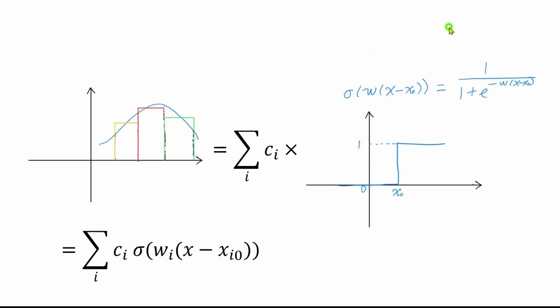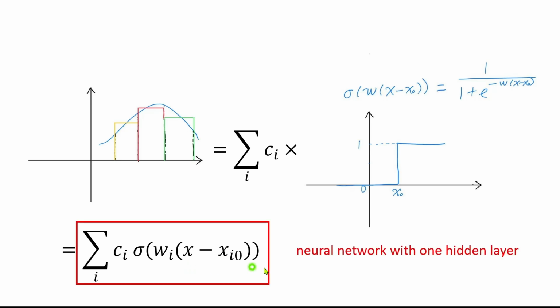Okay, so mathematically it's written as this. The original curve can be seen as a summation, a linear combination of step functions, which can be approximated by sigmoid functions. So it can be written as this, which is a linear combination of a bunch of sigmoid functions with different parameters wi and xi0. If we see this, we can see that this is exactly a neural net with one hidden layer.